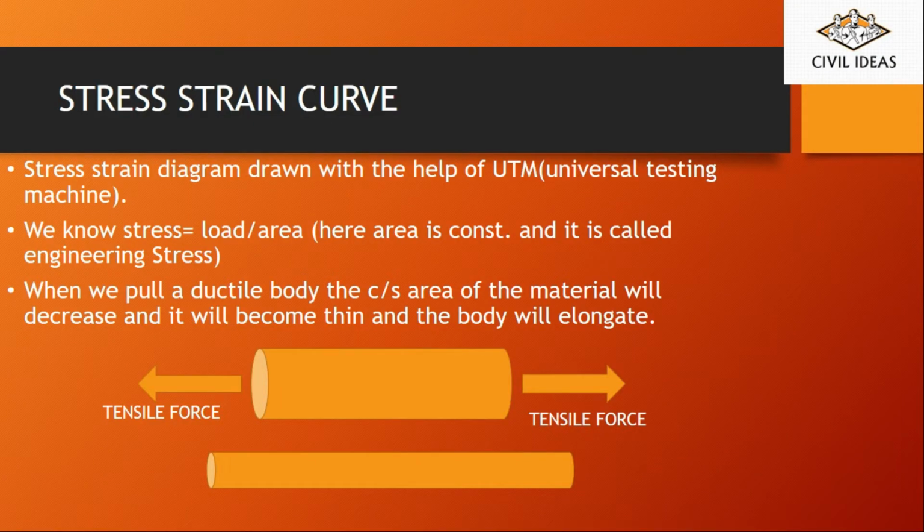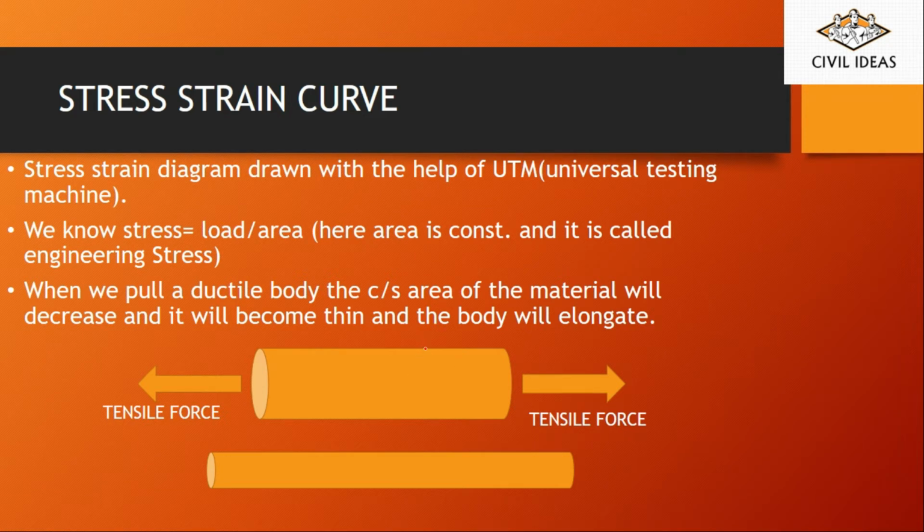Stress strain graph. A stress strain diagram is drawn with the help of a UTM, universal testing machine. As we know, stress is equal to load by area. Here, the area is constant, and it is called engineering stress. So, when you pull a ductile body, the cross-sectional area of the material will decrease and it will become thin, and the body will elongate.